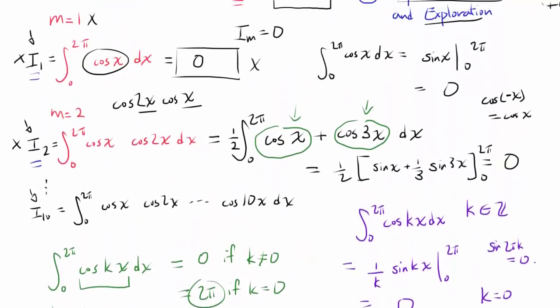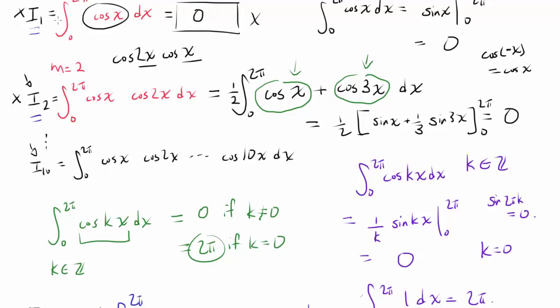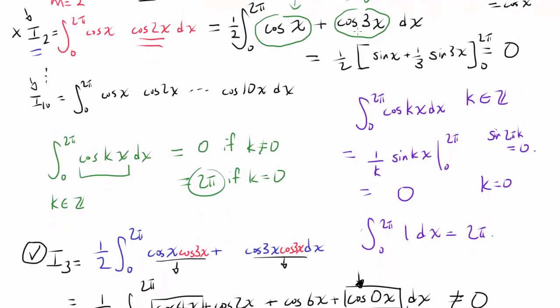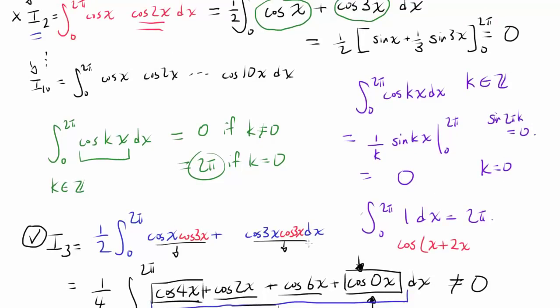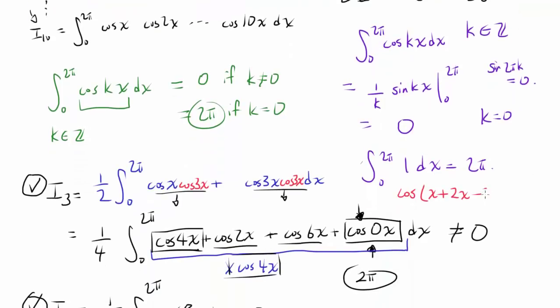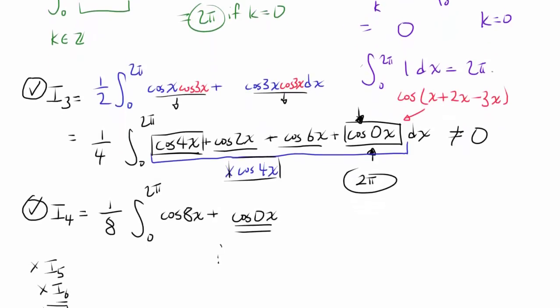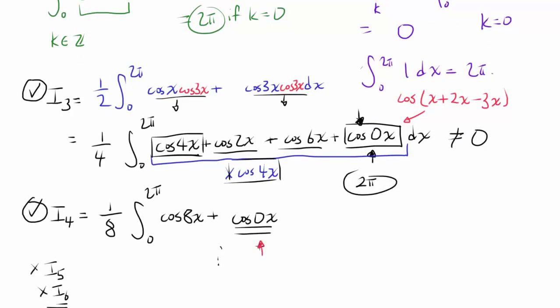So how did we get cosine of 0x? Well, we used to have cosine of x, then we multiplied by cosine of 2x. But by multiplying by 2x and using product to sum, we got a term with cosine of x plus 2x. And continuing on, we multiply by cosine of 3x, and that got us a term where we subtract 3x, and that's how we got cosine of 0x right here.